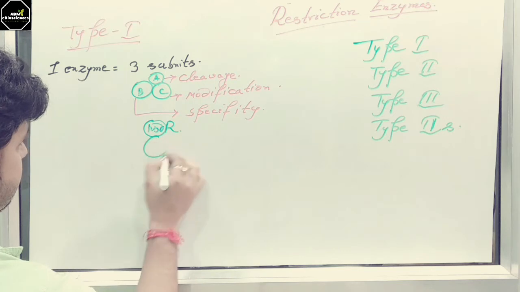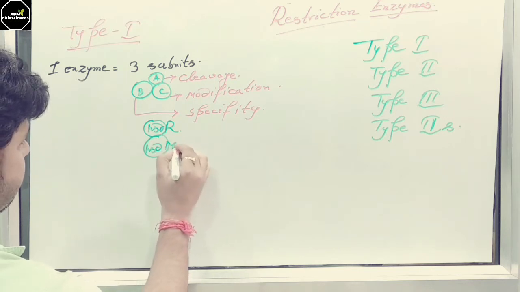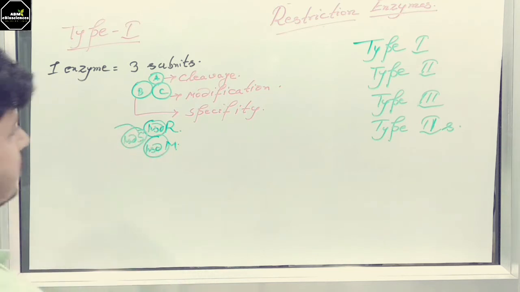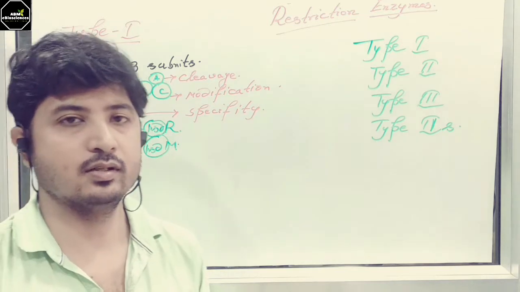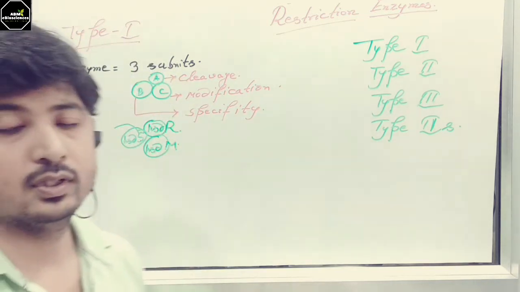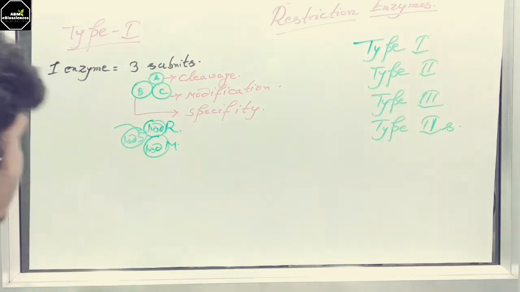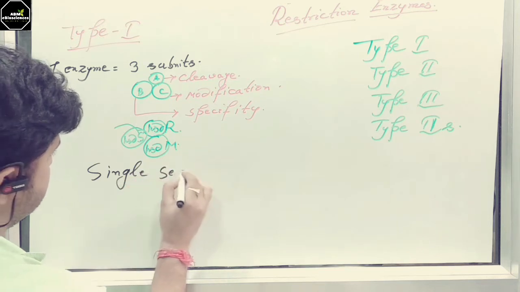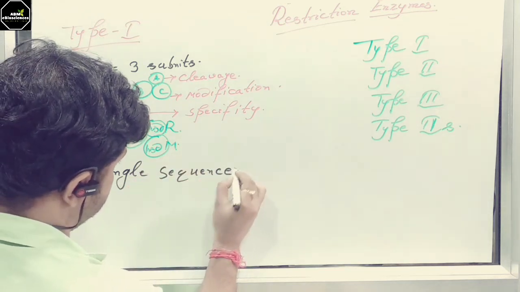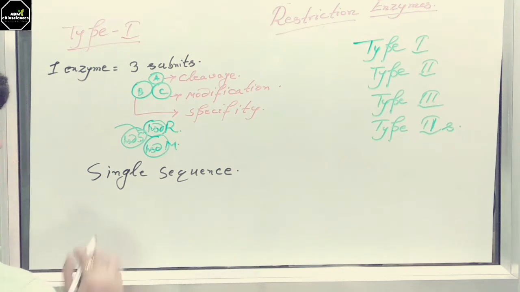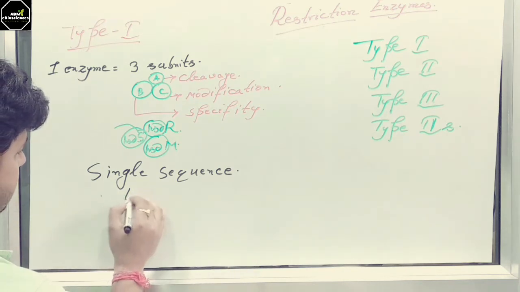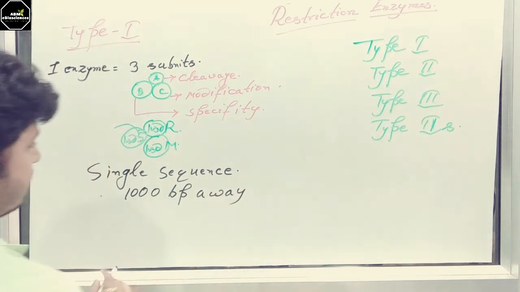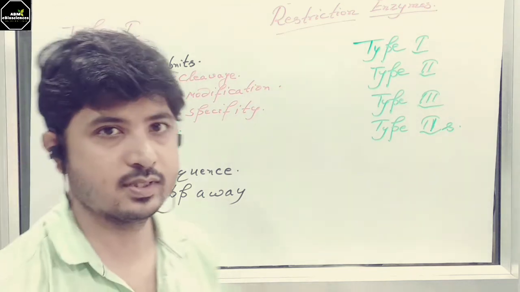HSDR is for restriction, HSDM for modification, and HSDS is present for specificity. So the HSDRMS system is the one which regulates these type 1 restriction enzymes. They recognize a single sequence as modifiers or restrictors, but it cleaves around 1000 bp away from the recognition or specific site.